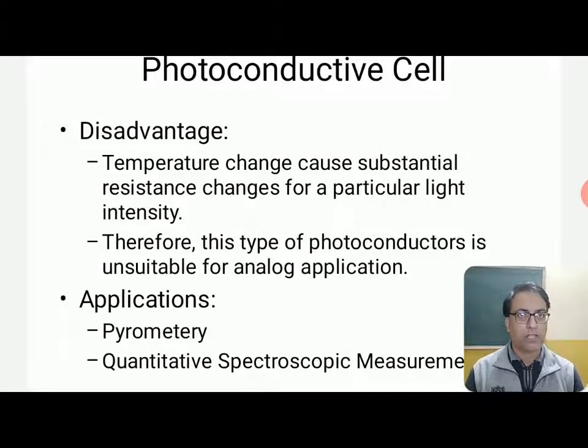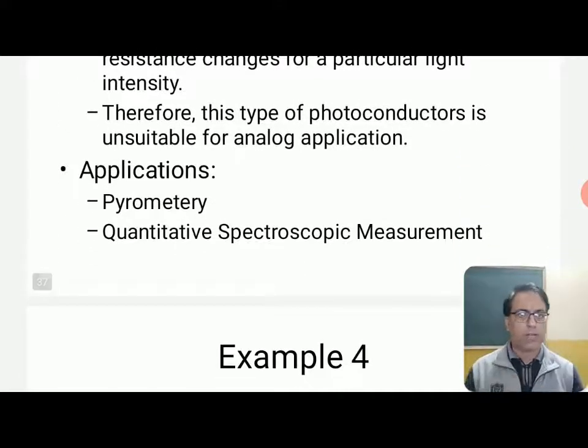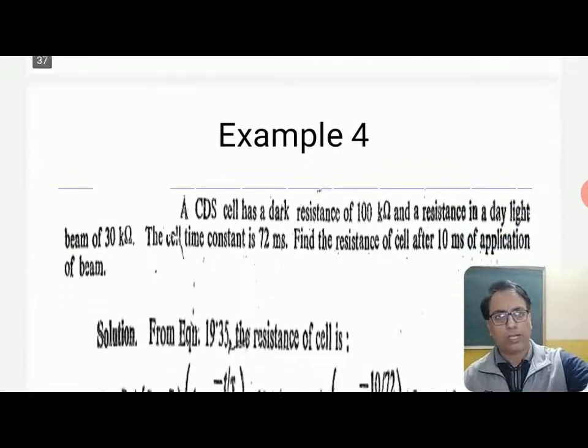The disadvantage of the photoconductive cell: the temperature change causes substantial resistance change for a particular light intensity. If there is a temperature change, you will see a lot of change in the parameters. Therefore, this type of photoconductor is unsuitable for analog application, since in analog applications there is a lot of variation of temperature. Most of the time it is applied for pyrometry and for quantitative spectroscopic measurement.